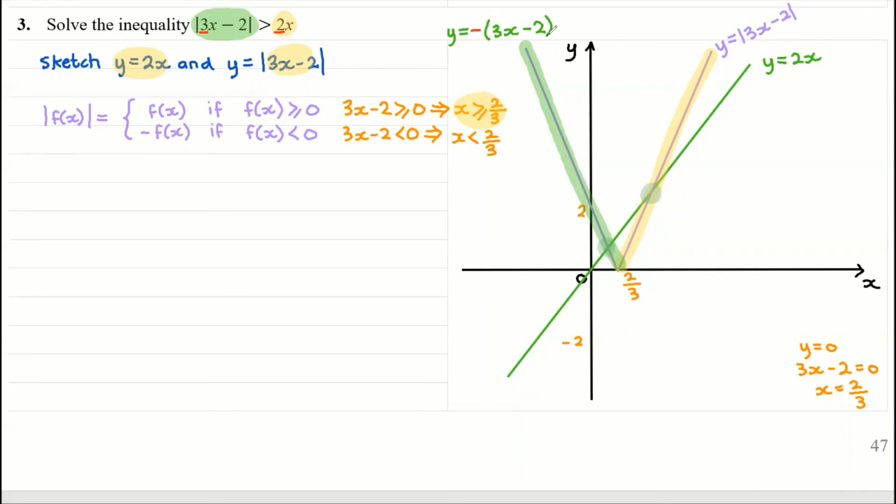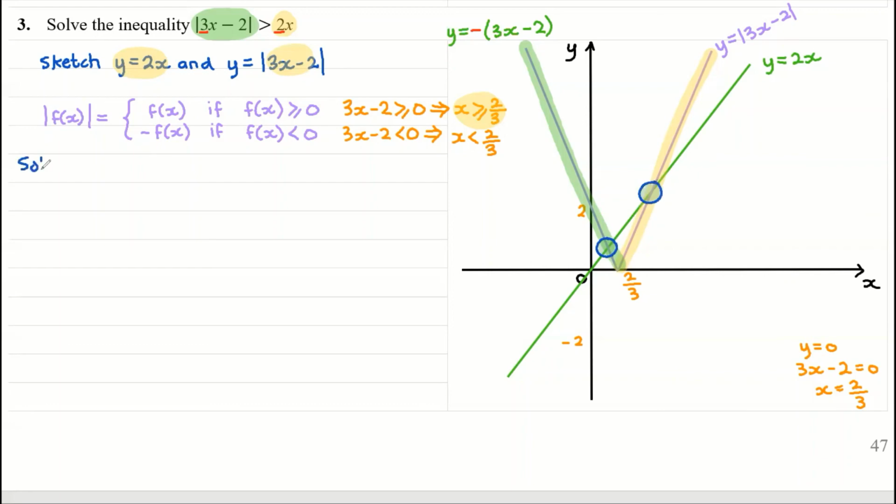All right, so we have to solve two equations. So we can see that the negative branch is intersecting the line y equals 2x right here. Okay, and the positive branch is also intersecting the line y equals 2x there. So let's solve those two equations.